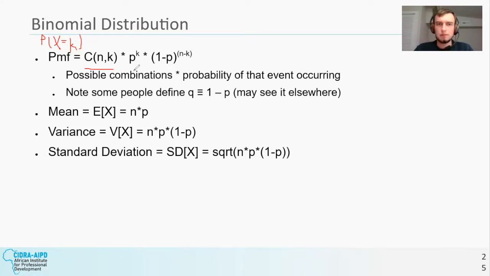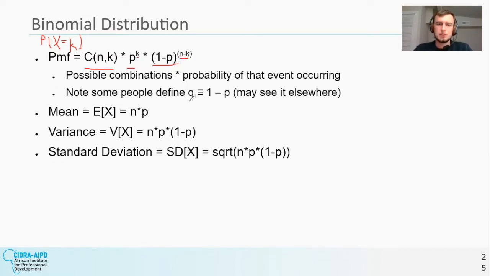So to have that, you need k successes and n minus k failures. So what's the probability of k successes? The probability of success to the power of k. What's the probability of n minus k failures? 1 minus the probability of success, which is the exact same as the probability of a failure, because something has to happen. Your trial is either a success or a failure, to the power of the number of failures you want.